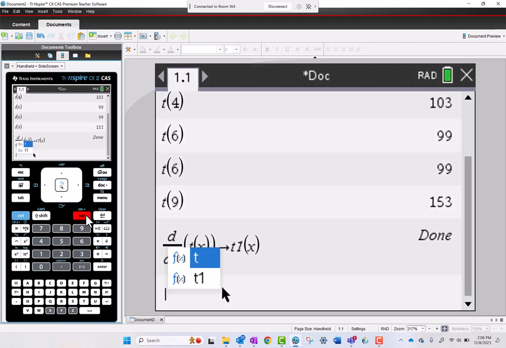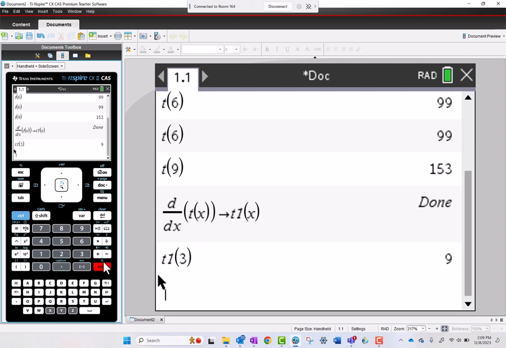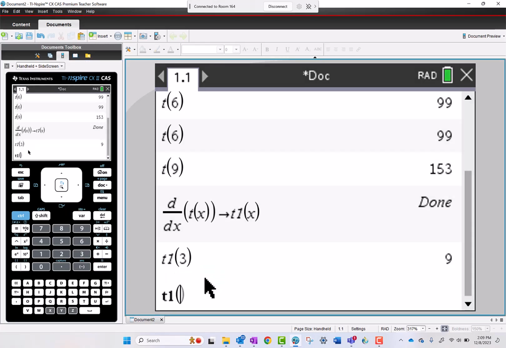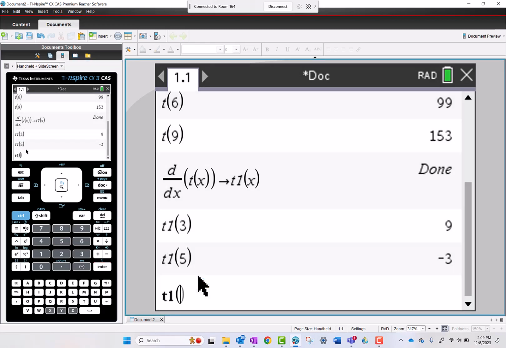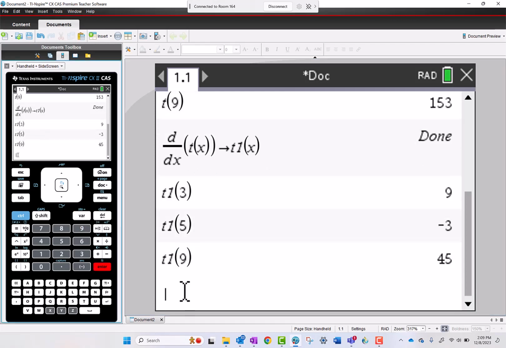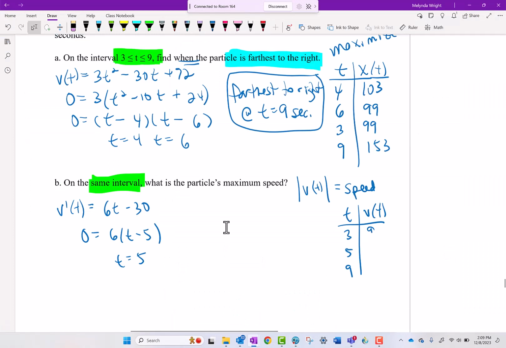Okay, so here we go. So we're going to pull this up. So we need what numbers? We need the first derivative, or at where? We need it at 3. And that gives me 9. We need it at 5. Negative 3. We're going to talk about that in a moment as soon as I put it in the table. And then we need it at 9. Okay, so let's copy those numbers into our document. So 3 was 9, 5 was negative 3, and 9 was 45.